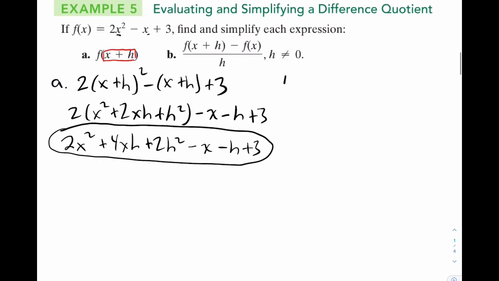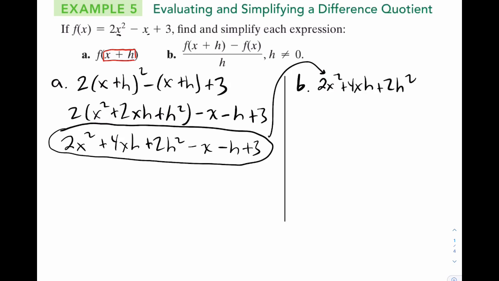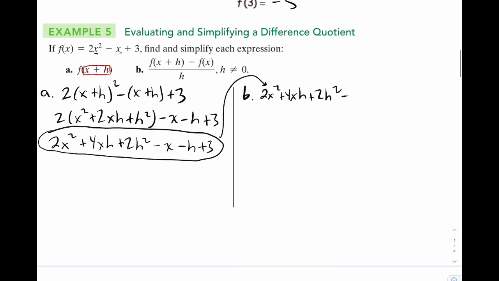Now B is the part that's a little more intense. B says find f of x plus h minus f of x and divide that by h. So think about why we did A first. We just found f of x plus h. That's this thing. So we're just going to plug that thing right here. 2x squared plus 4xh plus 2h squared minus x minus h plus 3.